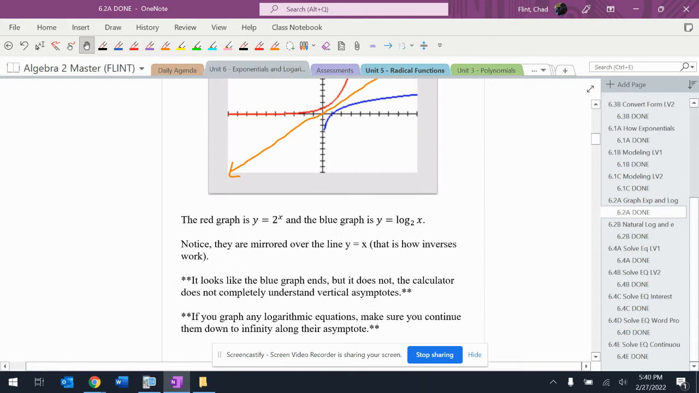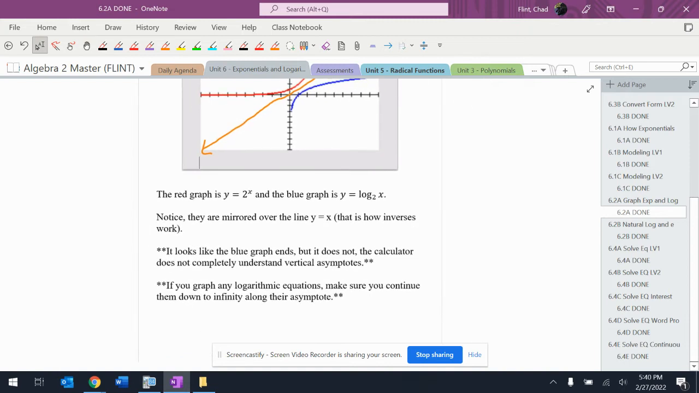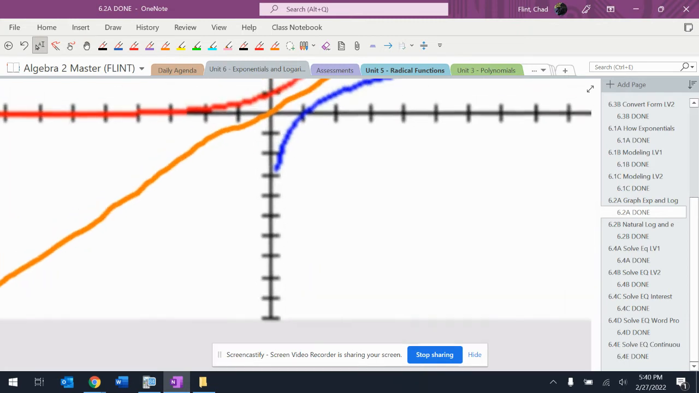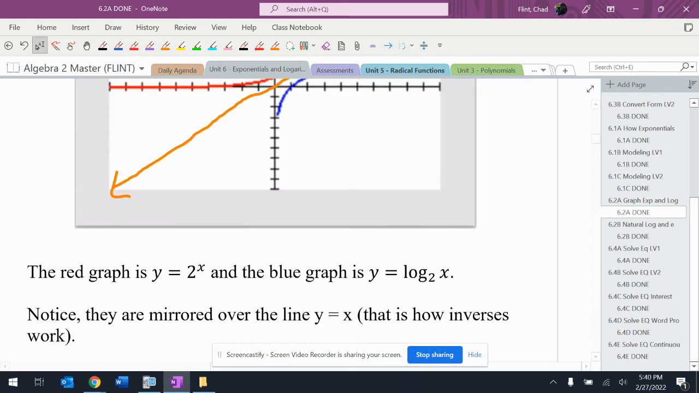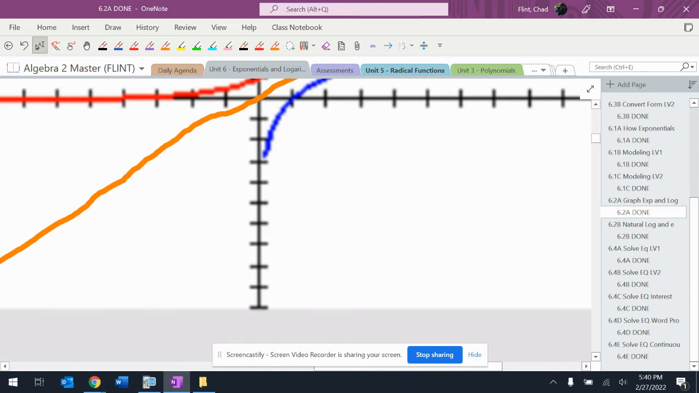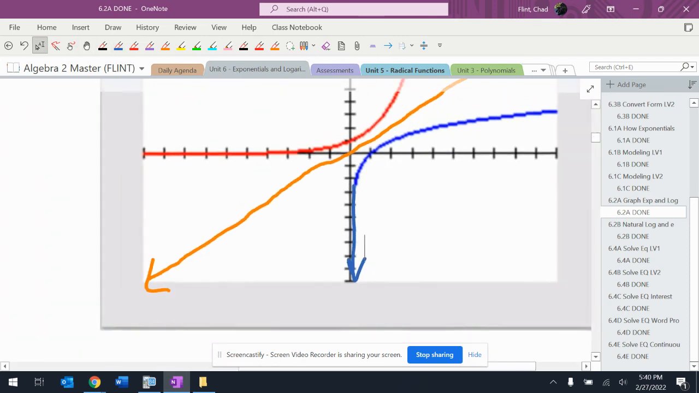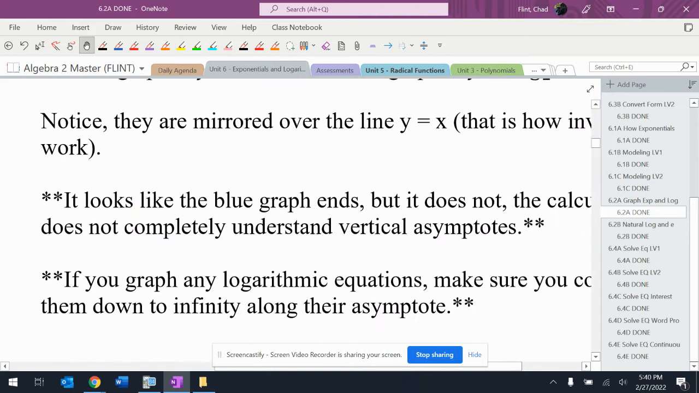All right. Couple little notes here. It looks like the blue graph kind of ends. If I zoom in right here, it looks like the blue graph ends. But what I have written down there is that it doesn't. The calculator just isn't great at vertical asymptotes. Basically, the calculator doesn't understand them, and it gets to a point where it's an error. But this goes just like this. Just like the red line keeps going like that, it keeps going on and on forever there.